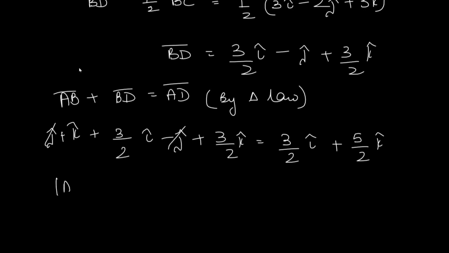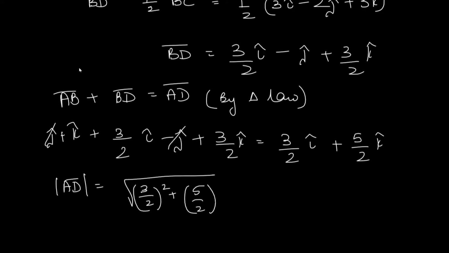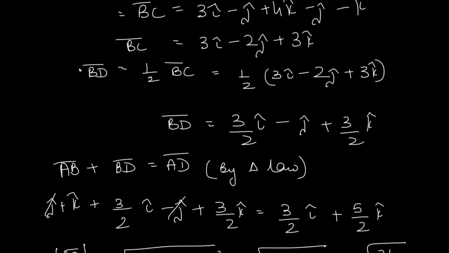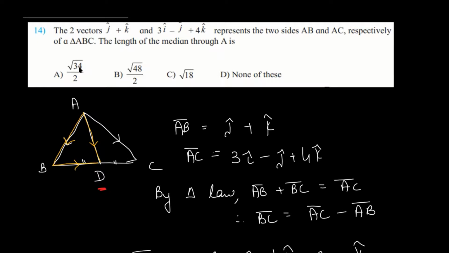Now the magnitude of vector AD is what we are supposed to find. So magnitude of vector AD is root of 3 upon 2 square plus 5 upon 2 square. And upon solving it, we are going to get 9 plus 25 upon 4, which is root of 34 upon 4, or we get root 34 upon 2. And this becomes the correct option for us from the MCQ. The correct option is A, which is root 34 upon 2.